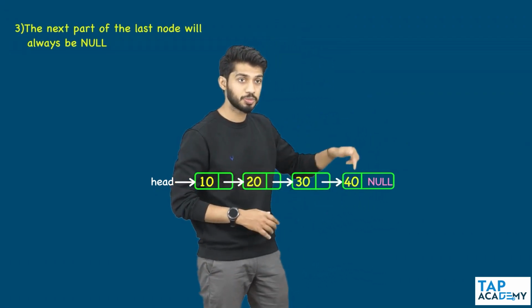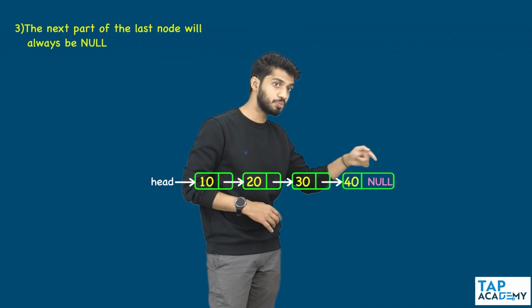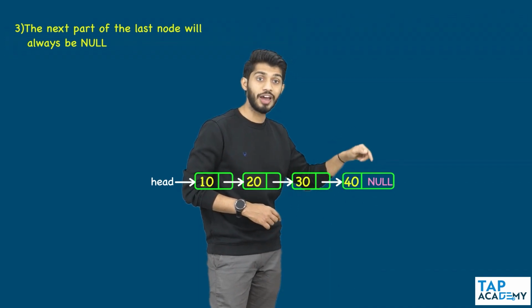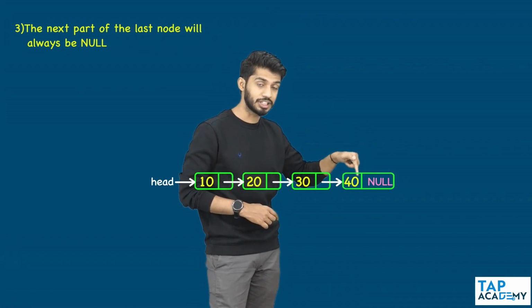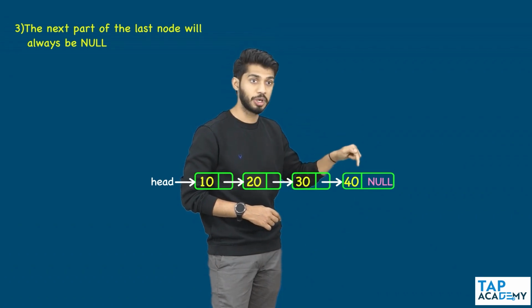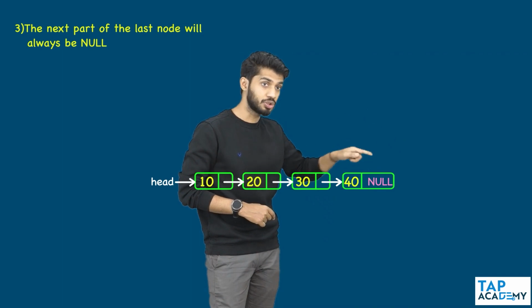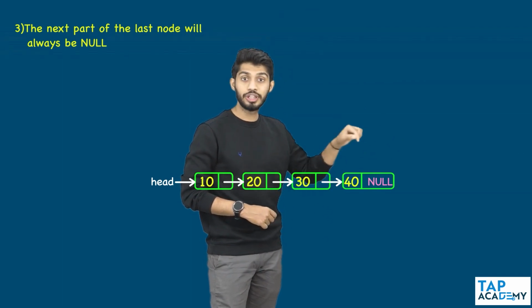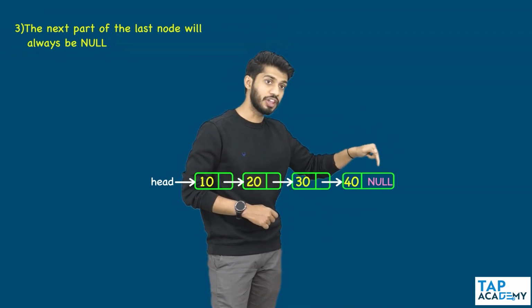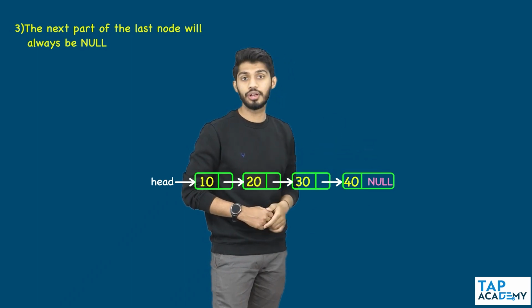And the last property is, whenever you observe the last node, it has 2 parts. One is the element itself, that is integer value in this particular case, and the other one is the reference to the next node. Since this is the last node, there is no next node. So that's the reason the next part of the last node will always be equal to none.